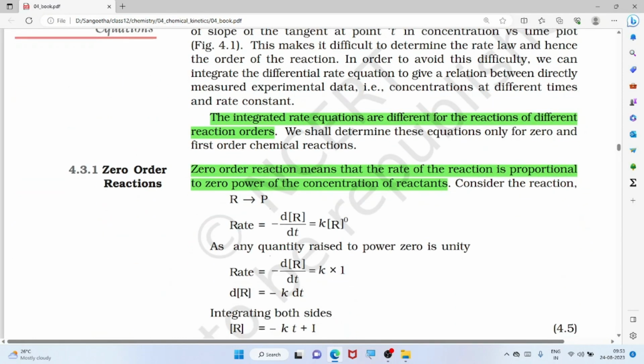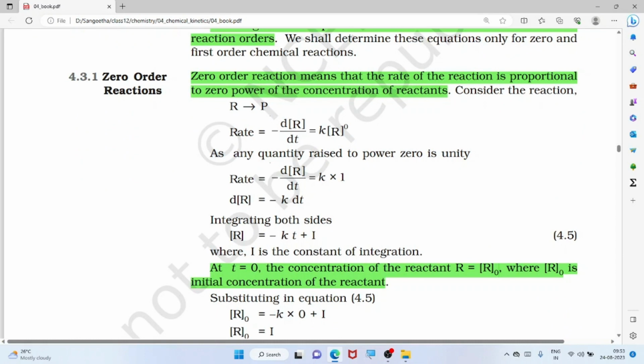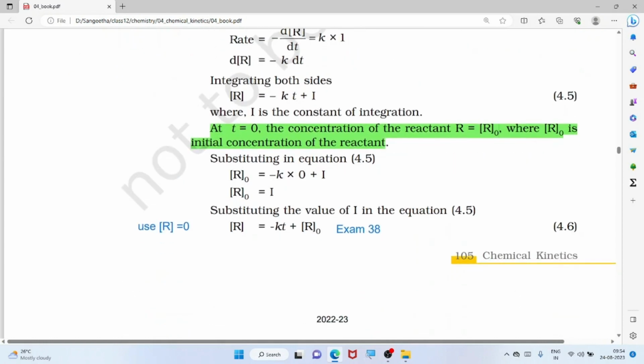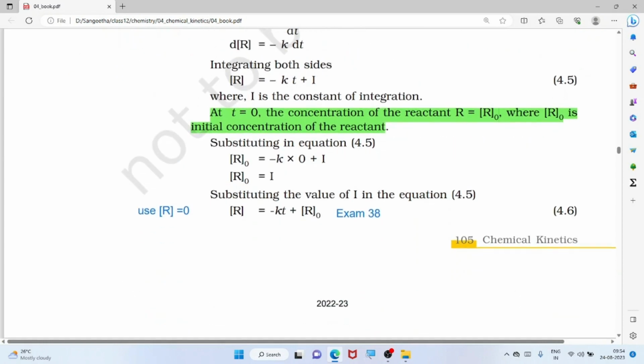Integrated rate laws. The integrated rate equations are different for reactions of different orders. Zero order reactions mean that the rate of the reaction is proportional to the zero power of the concentration of the reactant. See here, zero power of the concentration of the reactant, but anything to the power 0 is 1.